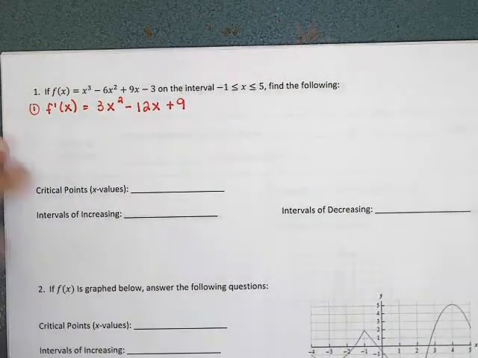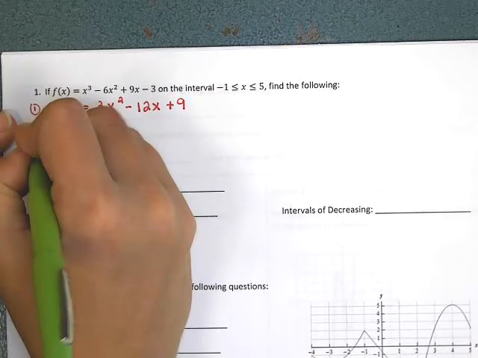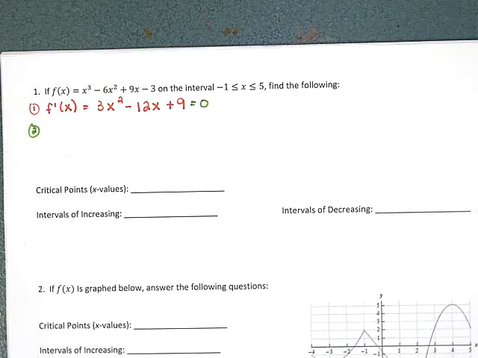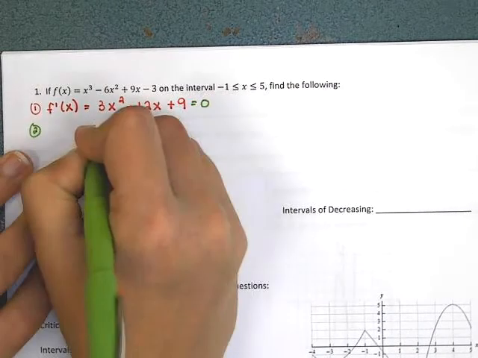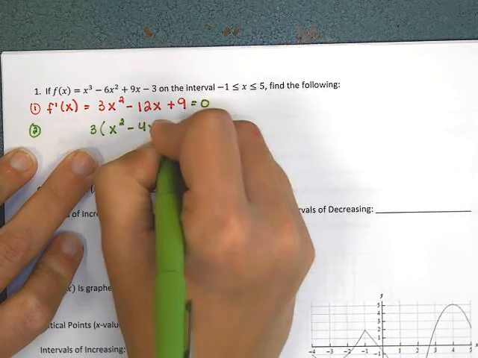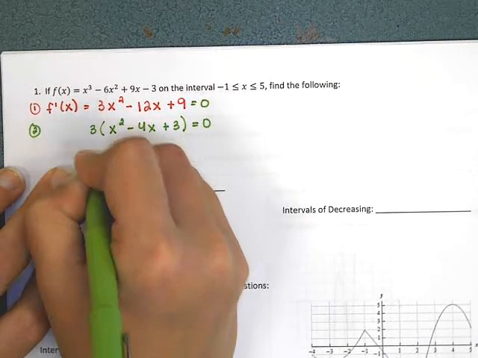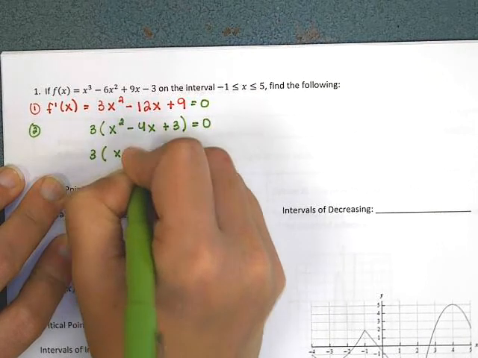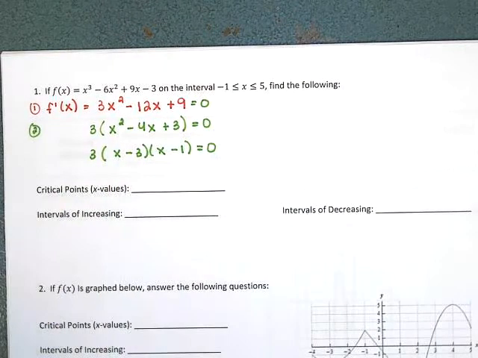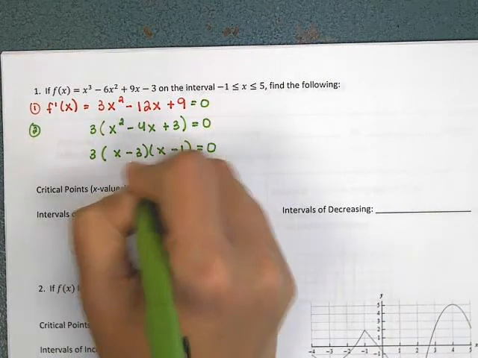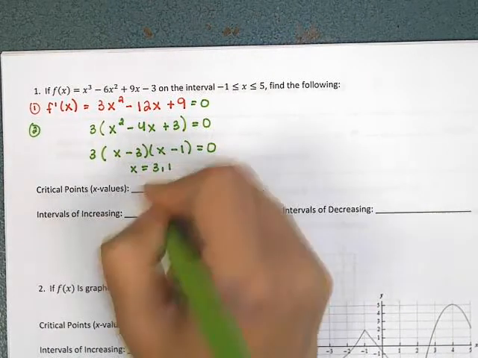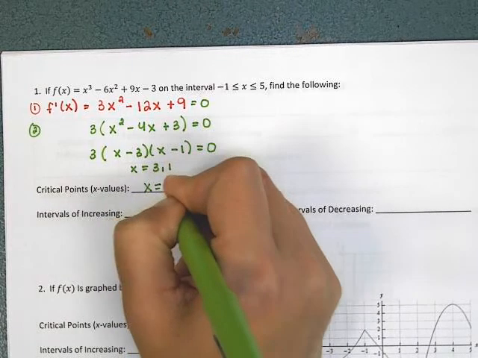Now, the second step would be to make your derivative equal to 0, because critical points are where the derivative equals 0 or undefined. So if I factor out a 3, I get 3 times x squared minus 4x plus 3. If I continue to factor, I get x minus 3 times x minus 1, which means when I solve this, I get x equals 3, 1. So my critical points would be x equals 3 and 1.